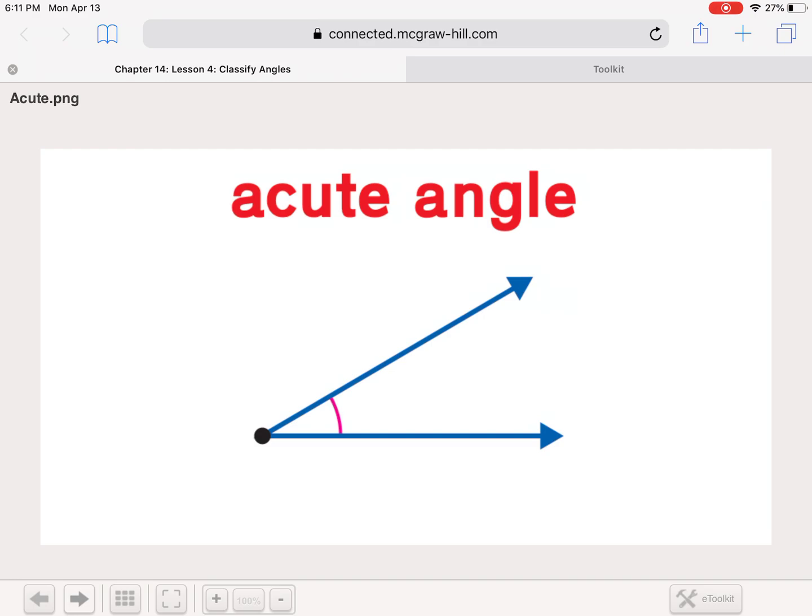Here's a picture of an acute angle. An acute angle is an angle that is less than 90 degrees, but more than 0 degrees. An easy way to remember this type of angle is when something is really, really small, we call that acute angle.